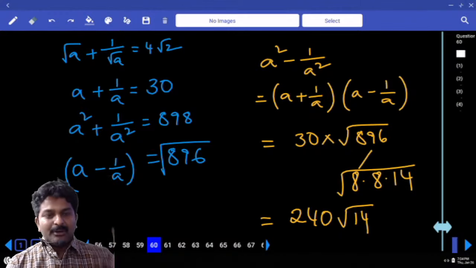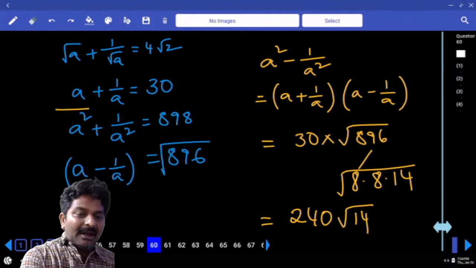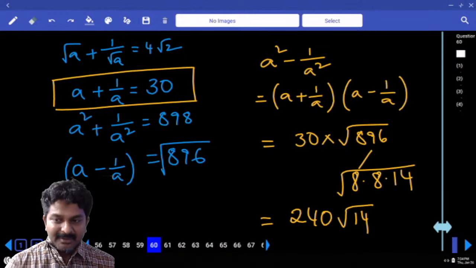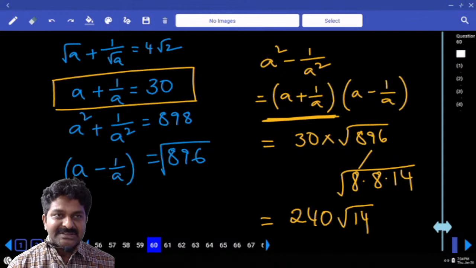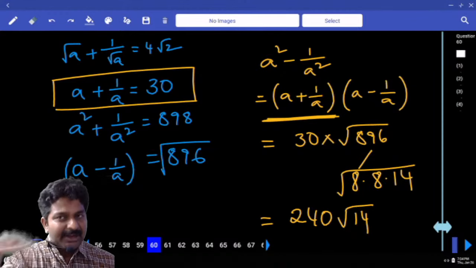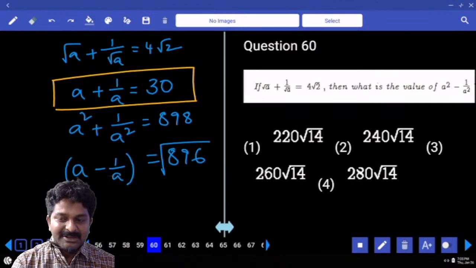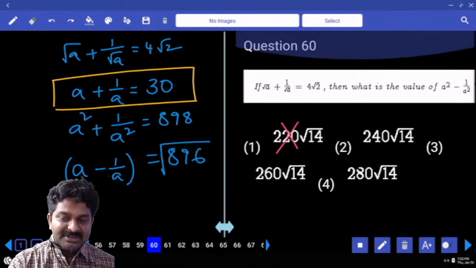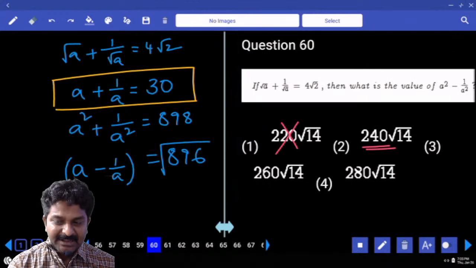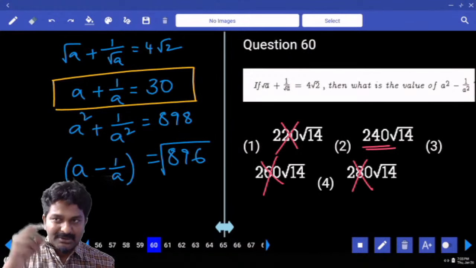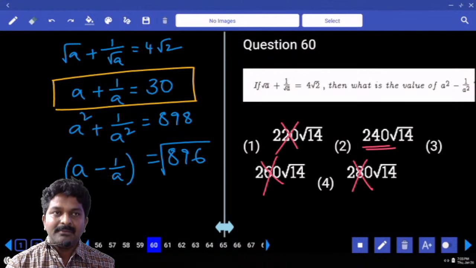But you don't have to solve the entire question. After getting a plus 1 by a, you are done with the answer. Because you know one value, which is a plus 1 by a, that is 30, into some other number. When you have 30 into some other number, the answer must be a multiple of 30. This is not a multiple of 30. This is a multiple of 30. This is not a multiple of 30. There is only one. Followed?